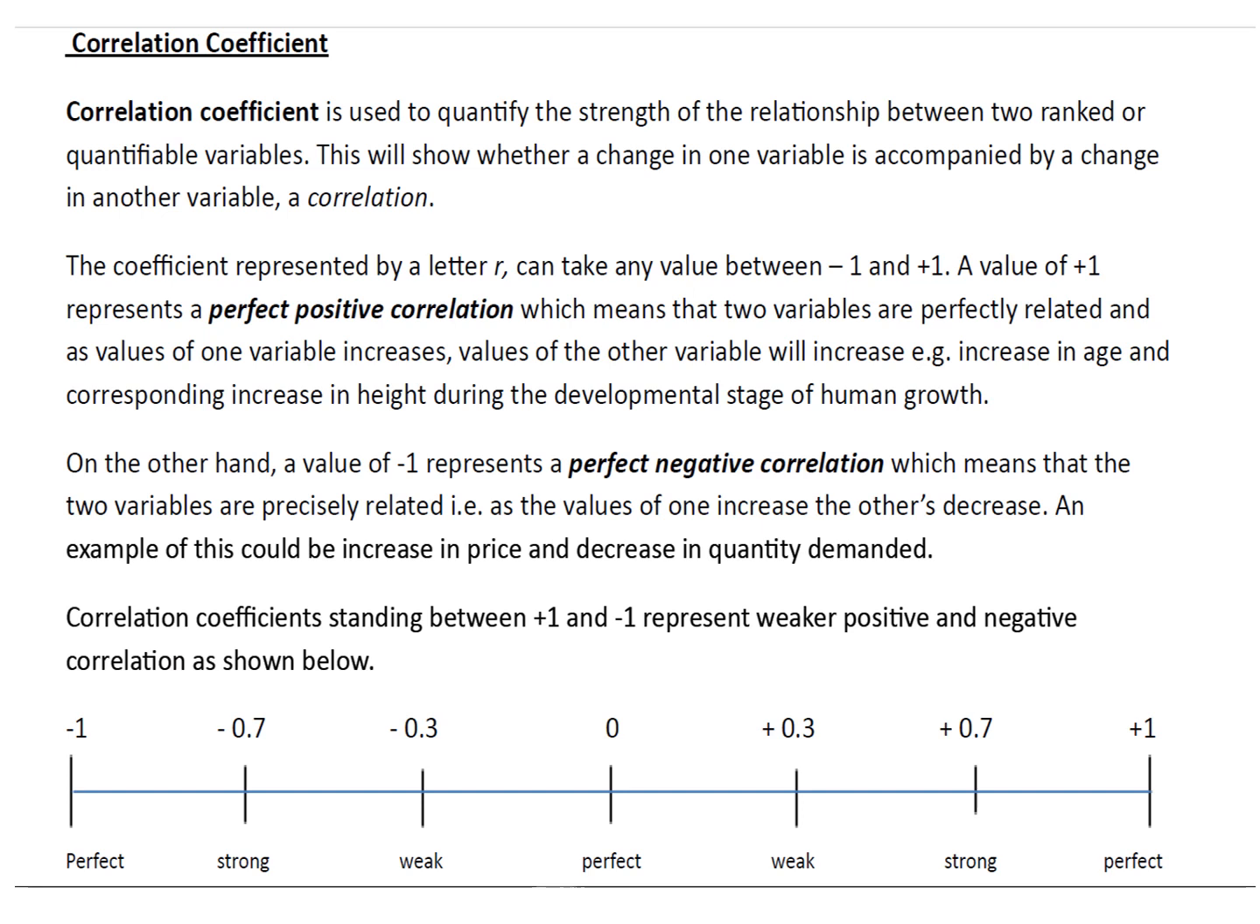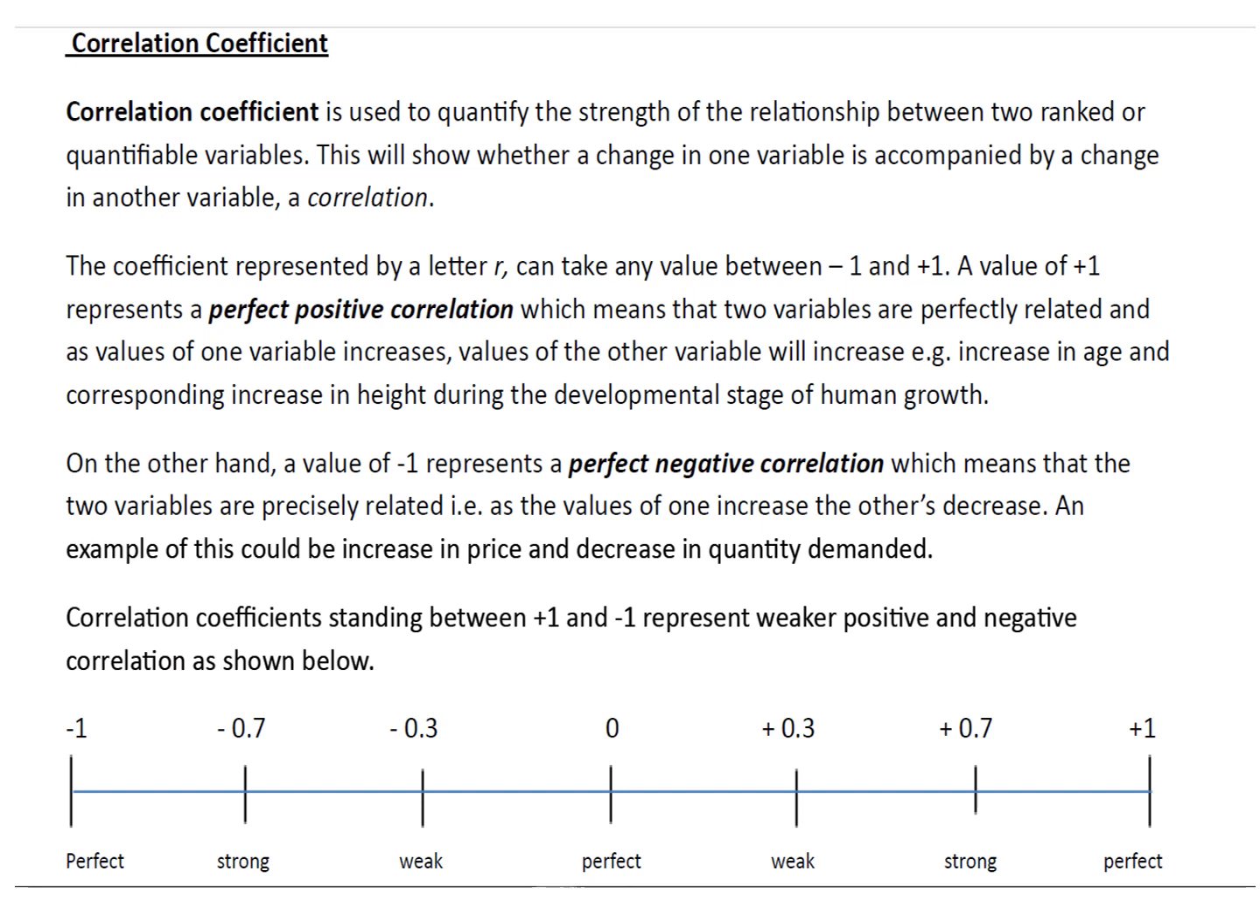So this will show you whether a change in one variable is accompanied by a change in another variable, or correlation. So the coefficient, represented by the letter R, can take any value between -1 and +1. A value of +1 represents a perfect positive correlation, so that has a direct influence. Whatever you do here is going to affect this other variable, which means that the two variables are perfectly related, and as one variable increases, values of the other variable will increase. An increase in age and a corresponding increase in height during a developmental stage of human growth, for example.